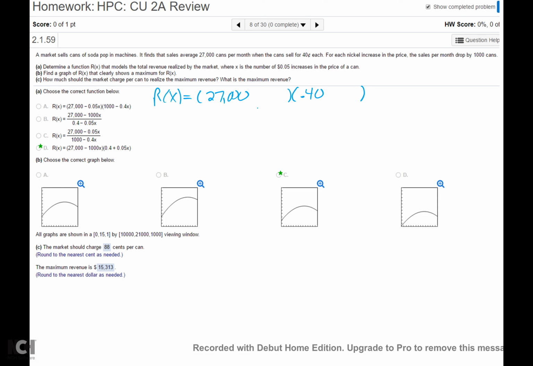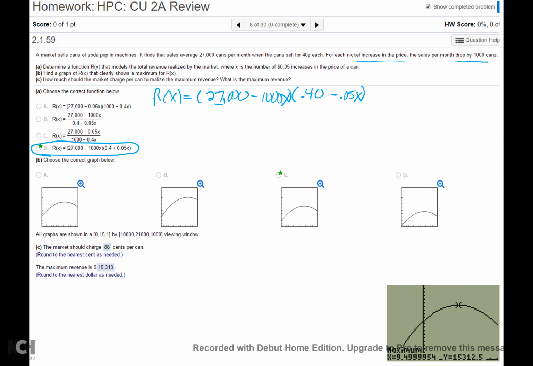Okay? But it says for each nickel increase in the price, the sales per month drop by 1,000 cans. So what they're expecting to happen is they're going to raise the price by 5 cents. I don't know how many times. They're going to keep doing it until they maximize their profit. But every time they do this, they expect this number, the 27,000, to drop by 1,000 cans each time we raise the price by a nickel. So there's where I've got my revenue function from.